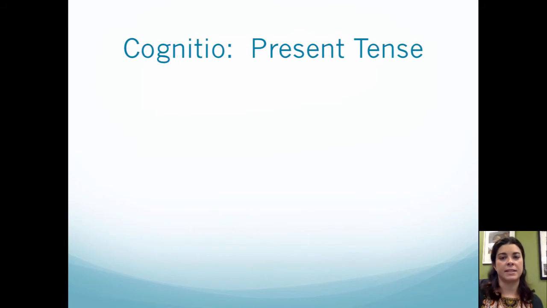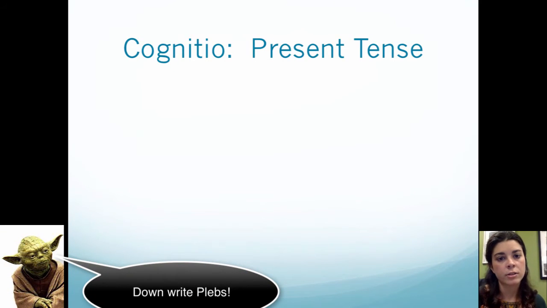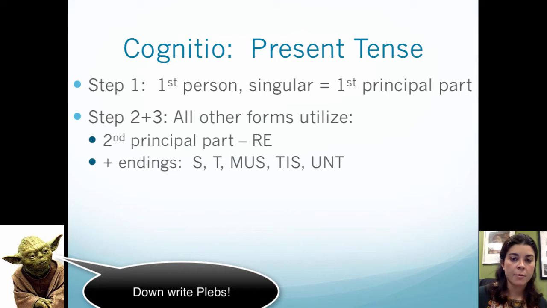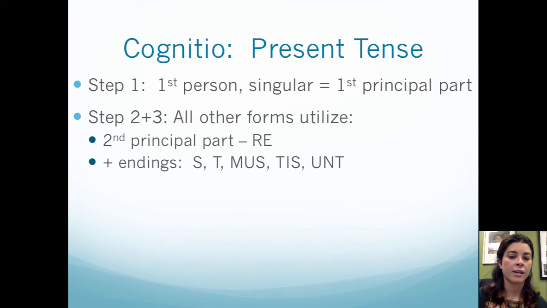So now let's think about present tense. Now remember, for present tense, usually we have step one, first person singular is the first principal part. That will stay the same for fourth conjugation as well. The next steps are going to be very similar to the ones that you've already used for first and second conjugation. So second principal part, take off the -re. That's the first step. Next, add your endings -s, -t, -mus, -tis, and -unt. Notice this time we have the -unt, but we do not have the i hanging out previously, because that's coming from the second principal part.